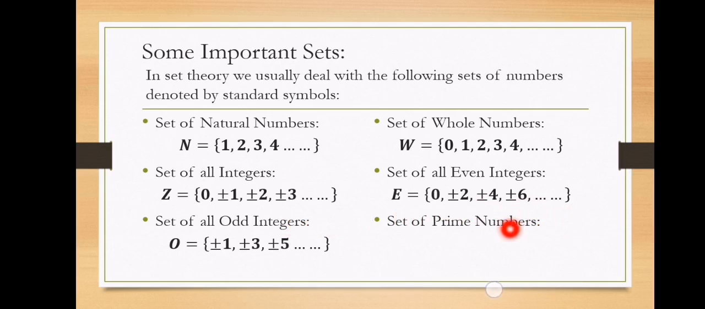Then comes the set of prime numbers. You need to keep a difference between the set of odd integers and the set of prime numbers. The set of odd integers includes all those integers which are not divisible by 2, and the set of prime numbers includes those numbers which have exactly two factors: one is the number itself and one is 1. The set of prime numbers is denoted by the capital letter P, and it is equal to 2, 3, 5, 7, 11, 13, 17 and so on.